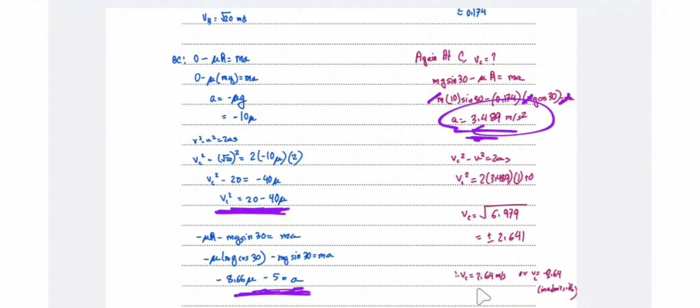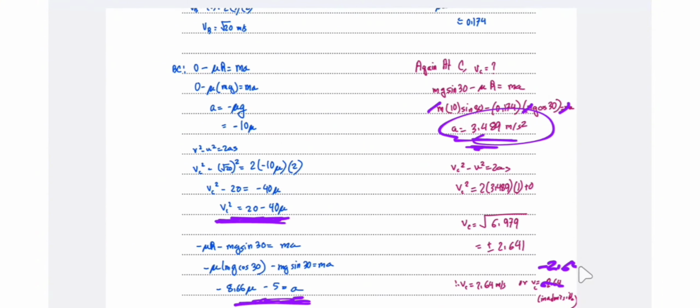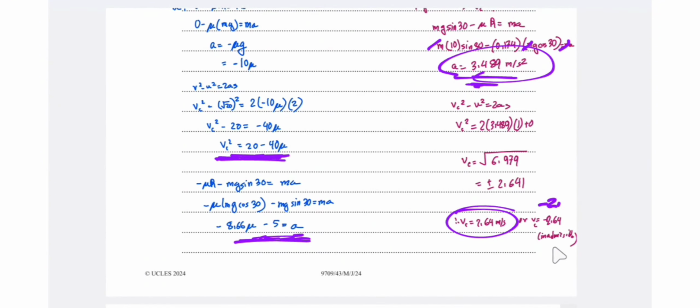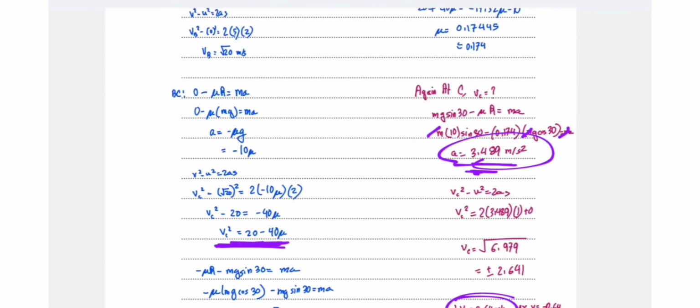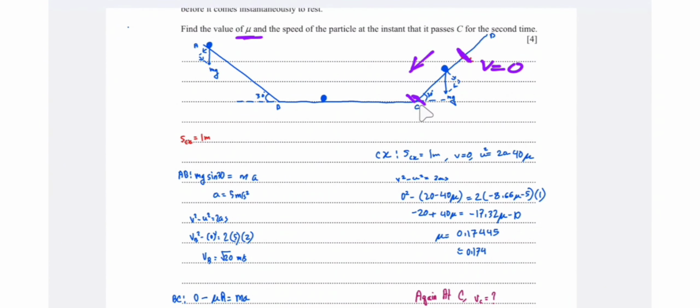That is vc is equal to 2.64 meter per second, or negative 2.64 meter per second. Negative 2.64 is inadmissible, not the answer, and our final answer is 2.64 meter per second. That is our final answer, the speed of the particle when it is again at c.